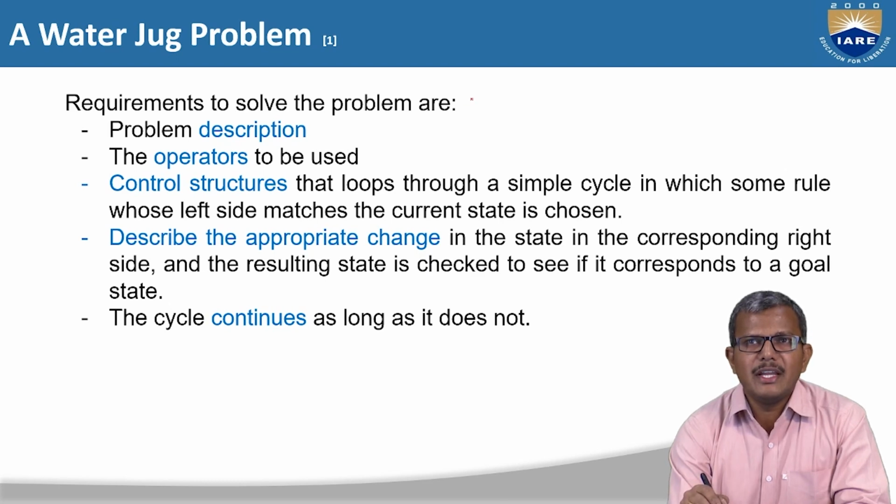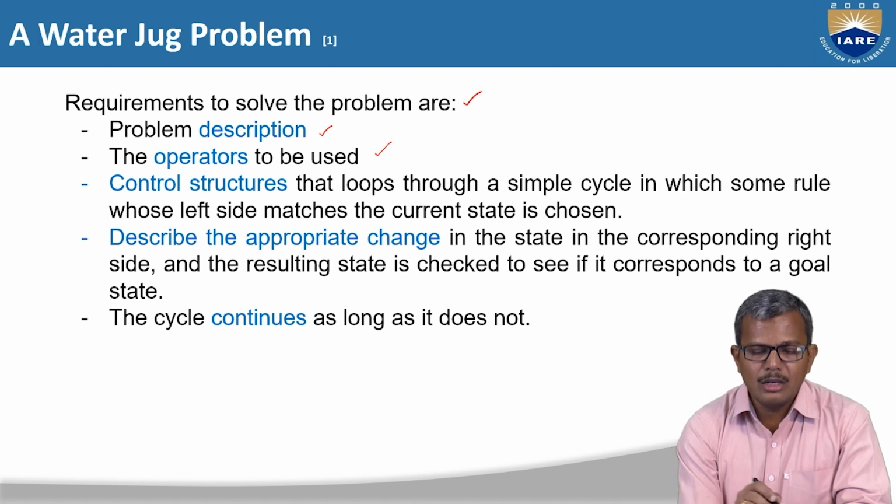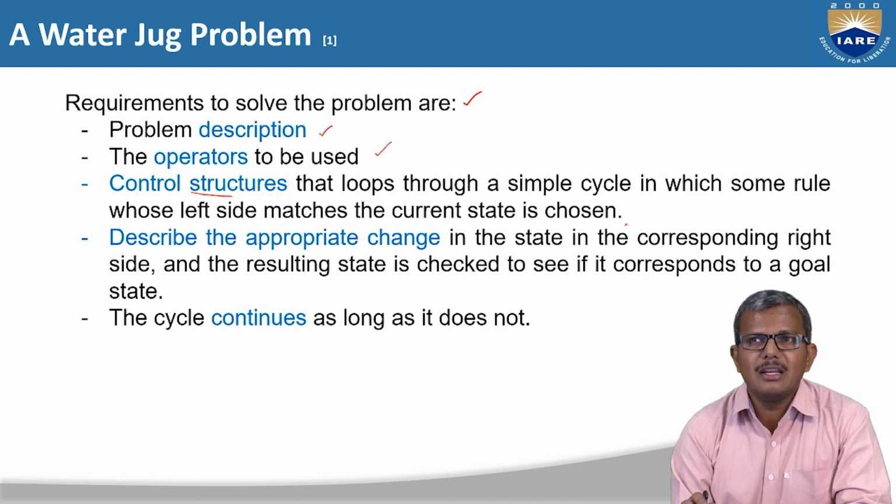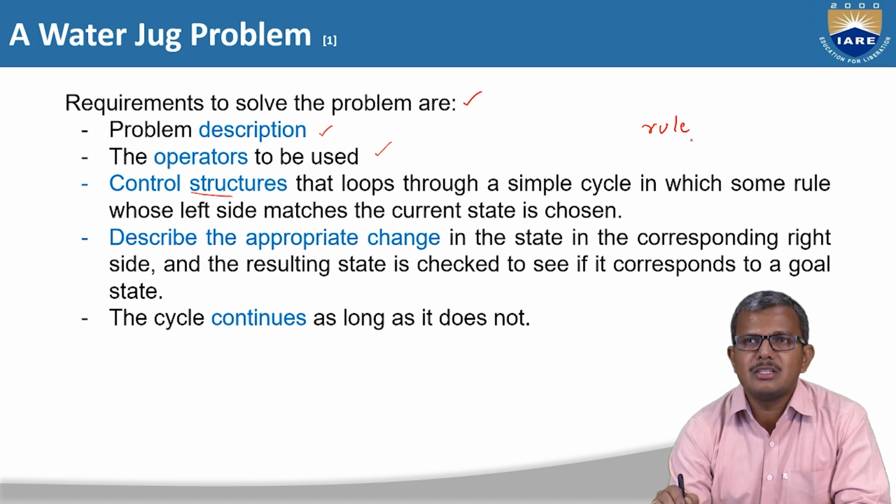After defining the problem statement, our next duty is to find the requirements, by taking the help of which we can solve that problem. The first thing we require is the problem description, which we discussed in the previous slide. Next, we need to identify the operators, which here are nothing but rules. Along with those rules, we also need to identify the control structure that loops through a single cycle in which one rule whose left hand side matches the current state is chosen. We are going to study this in the upcoming modules, but anyhow I will discuss it in a shorter way.